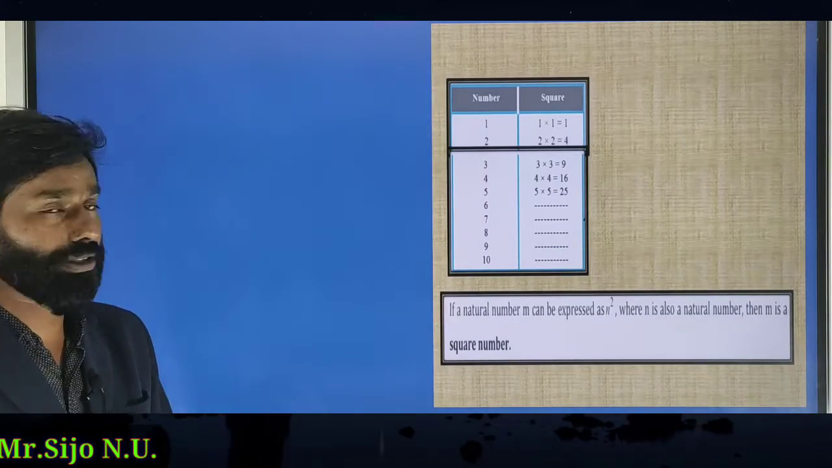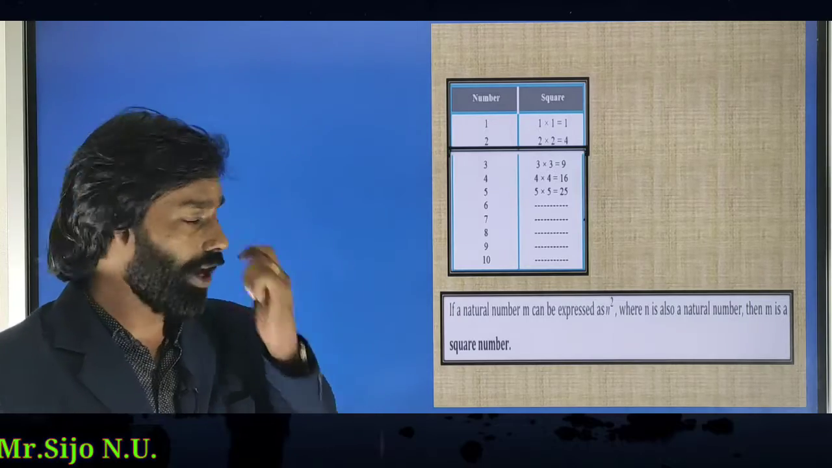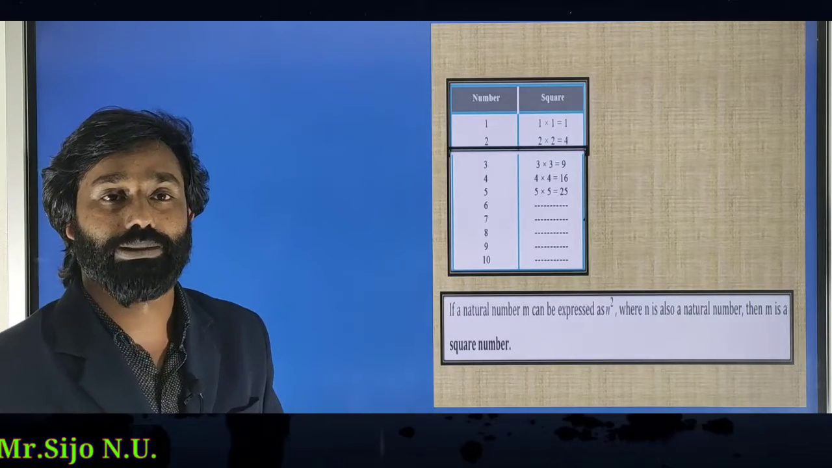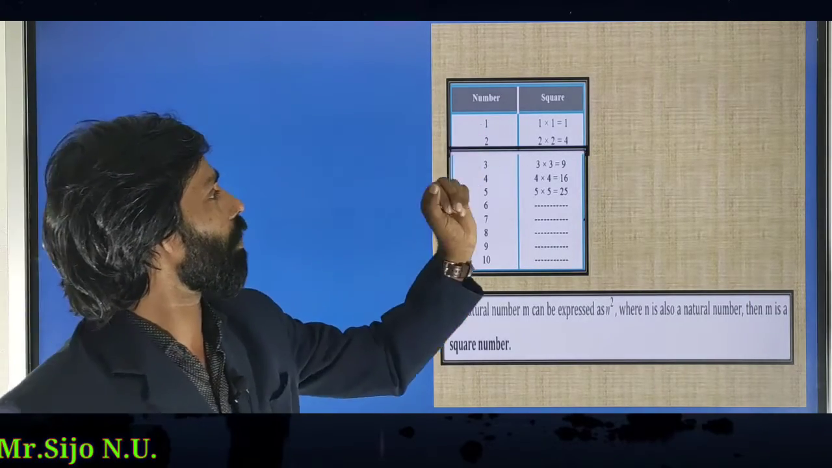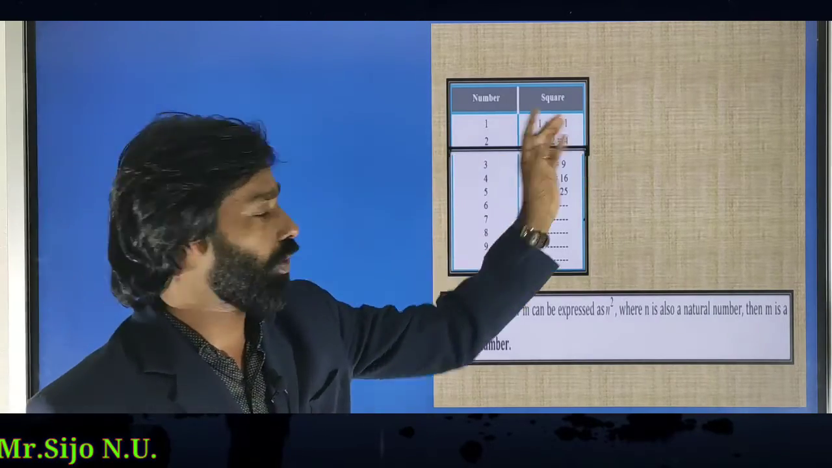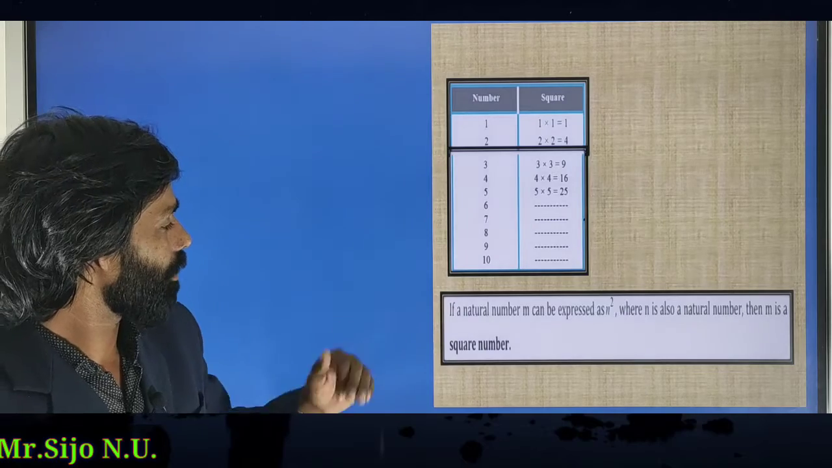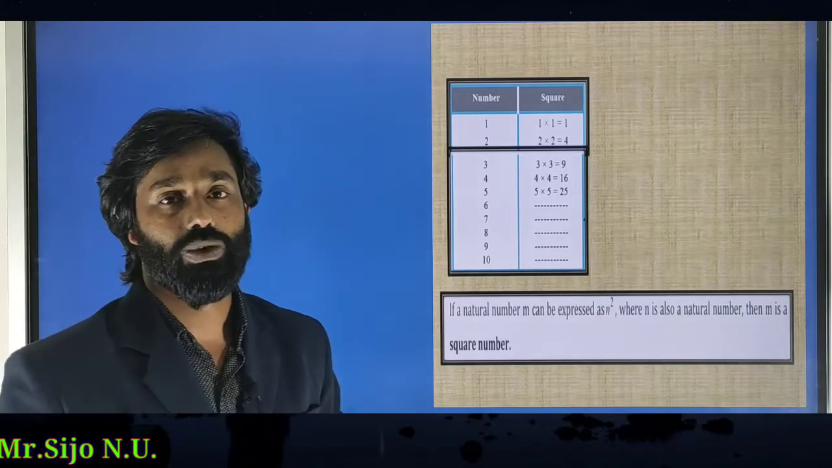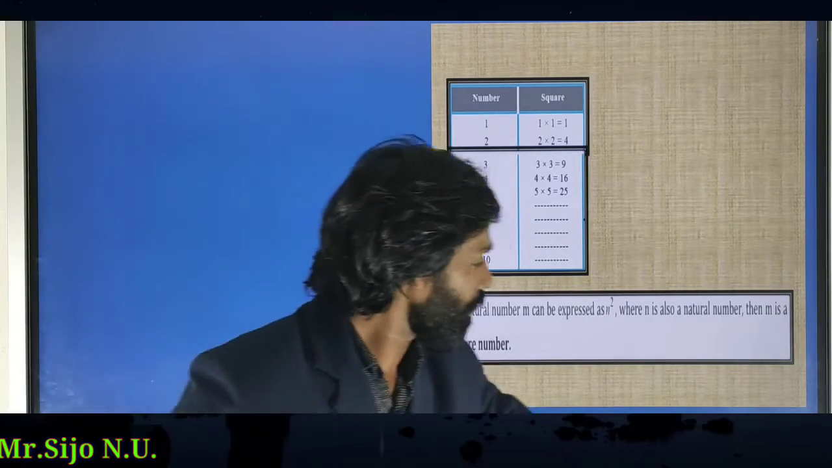Here is a square table. It's very important. We have to learn this square table. Square table means this much only. Number 1, so square is 1 into 1. Number 2, 2 into 2, 4 we'll get. And this way we can find out the square table.